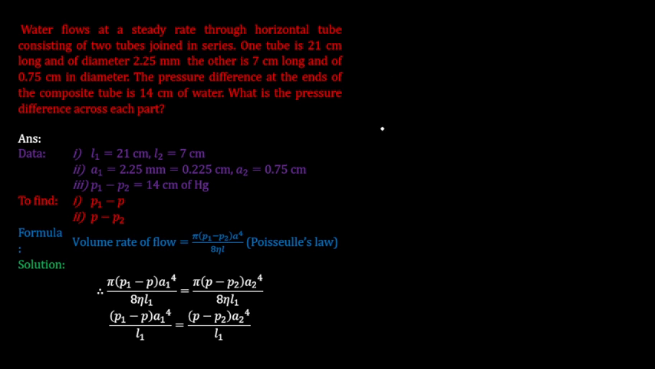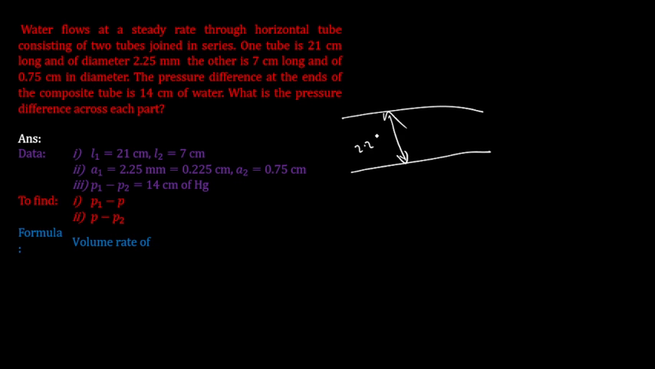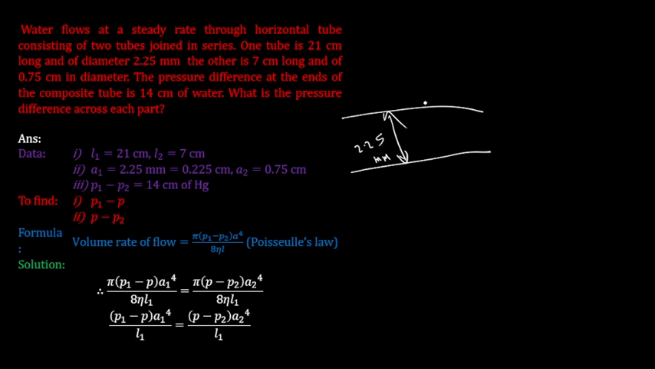We have a tube made up of two tubes. One tube has a length of 21 centimeter and 2.25 millimeter diameter. This is one tube. The other tube is narrower and longer. It has a diameter of 0.75 centimeter. No, the other tube is shorter. It is 21 centimeter and it is 7 centimeter.